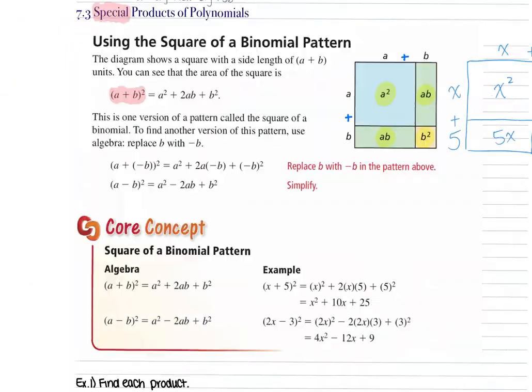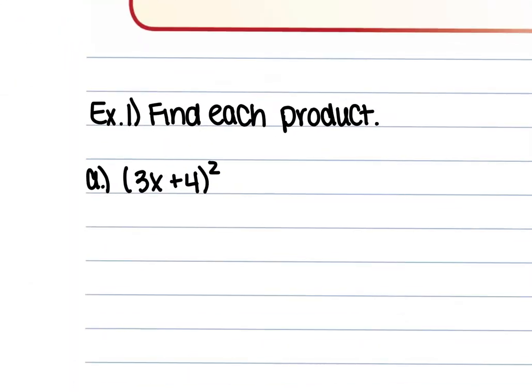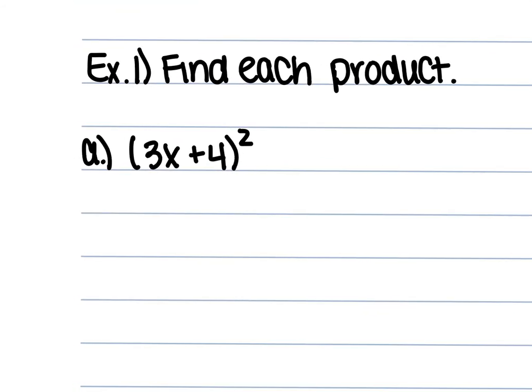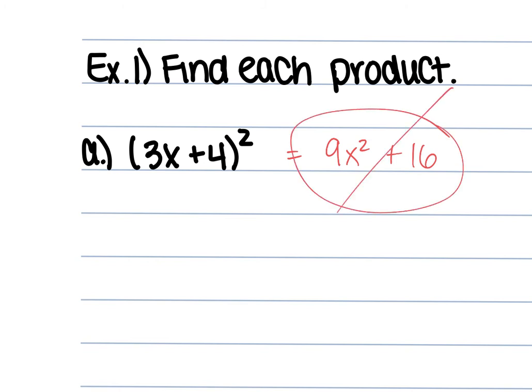Okay? So go down to the first two examples. Example A. We've got 3x plus 4 squared. I'm going to start by walking over a common mistake. Write this in there. This does not equal 9x squared plus 16. Circle this and cross it out.